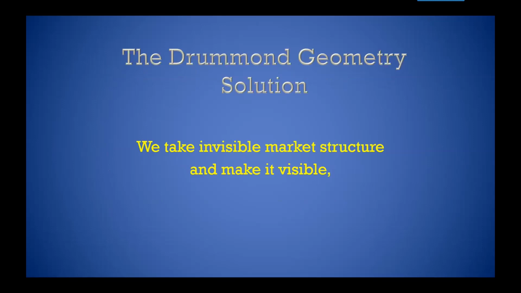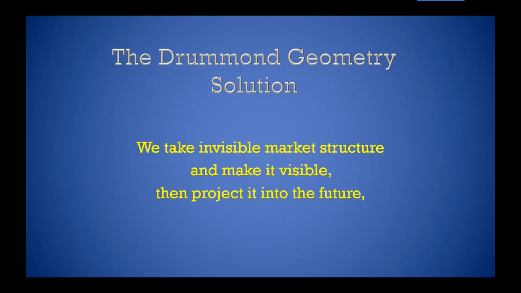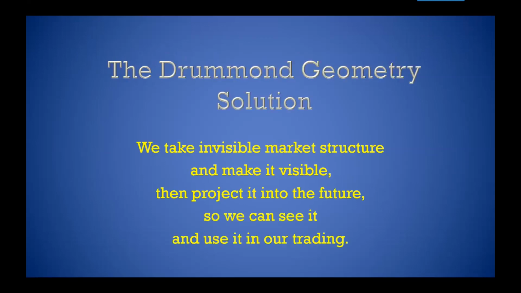Our solution to this problem is to take invisible market structure and make it visible. So we derive the structure of the market, and we'll talk about that. And then we put it into the near-term future where we can see it and see the price action move forward into the structure. And when we can do that, we have a leg up. And we can use it in our trading, and we can use it to make rational, logical decisions with some high probabilities.